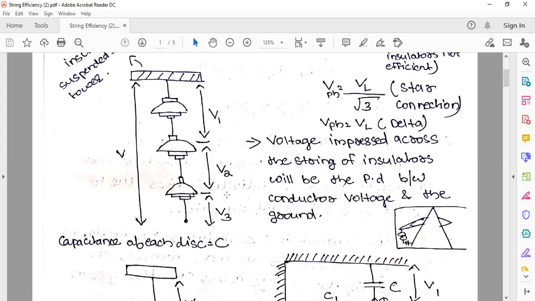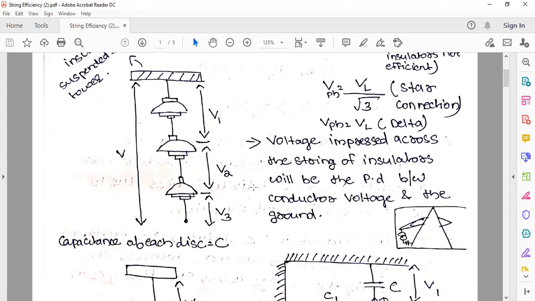So what is V1, V2 and V3? I am explaining to you. It will be the potential difference between the conductor voltage and the ground. So this is the ground for you. So that is the total voltage impressed across the string of the insulator. So if it is a star connection, you know that V phase will be equal to VL by root 3, and for a delta connection, V phase will be equal to V line voltage.